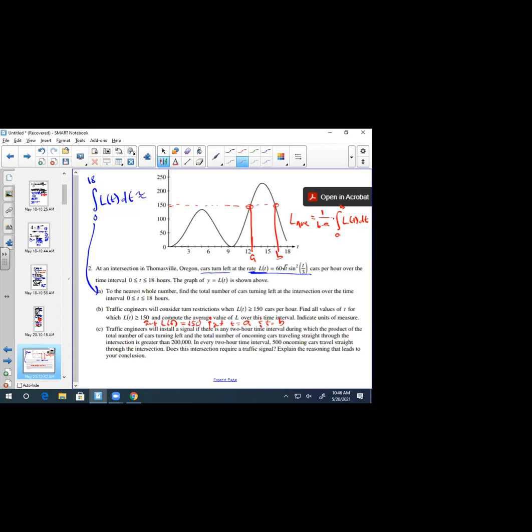Yeah, so that would give us the average rate that cars turn left from A to B per hour. Because the integral from A to B of L of t dt is how many cars turned left, per B minus A in time, per hour, right? So it's the number of cars per hour. So it's still the rate at which cars turned left, but it's the average rate at which cars are turning left on that interval.